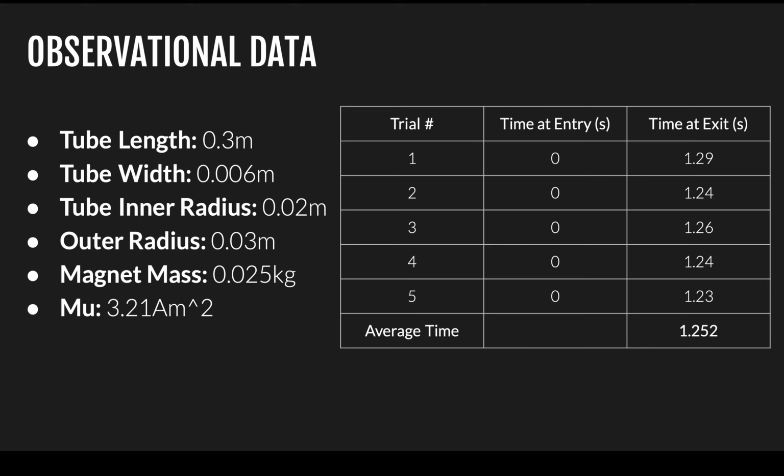So this was my observational data. We had the tube length at 0.3 meters, tube width at 0.006 meters, the inner radius at 0.02, outer radius at 0.03. The magnet's mass was 0.025 kilograms, and our magnet dipole moment, or mu, is 3.21. And then to the right here is a table of all of my trials. Obviously, like we said, the initial condition, time starts at 0, and then these are the times at the exit, and then the average time is down in the bottom corner, which we measured at 1.252.